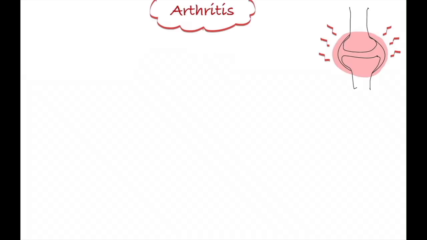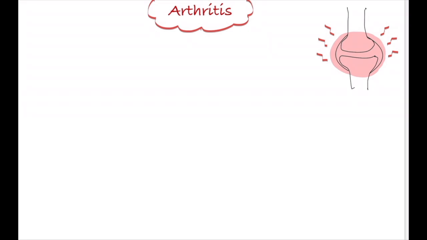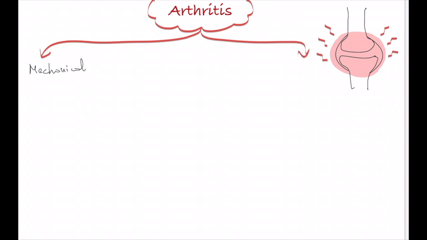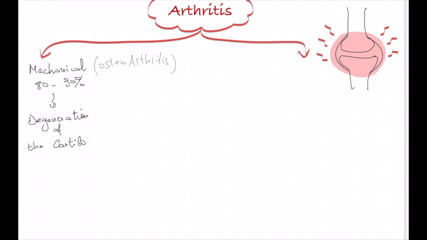In this video, we're going to cover the pathophysiology, diagnostic approach, and treatment of mechanical and inflammatory arthritis. Arthritis is a common disorder of the joint. We have mechanical arthritis, known as osteoarthritis, which is the most common, with 80 to 90% of causes falling under this category due to a degeneration of the cartilage. There's also inflammatory arthritis, much less common, 10 to 20% of cases, due to an imbalance in the immune system depending on the underlying cause.